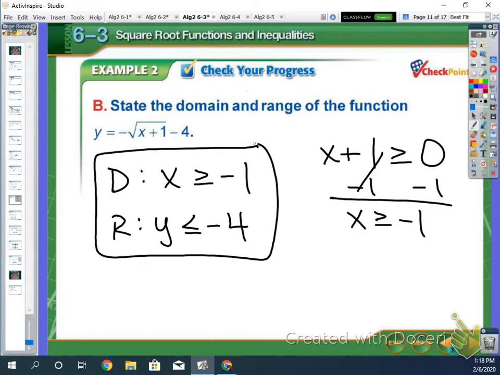Anybody have questions? Who's feeling like this is, I'm good? Who's confused on the range part of things? Yeah, like this one.